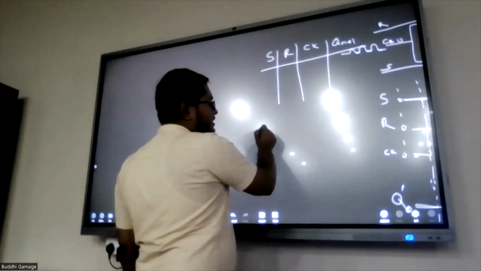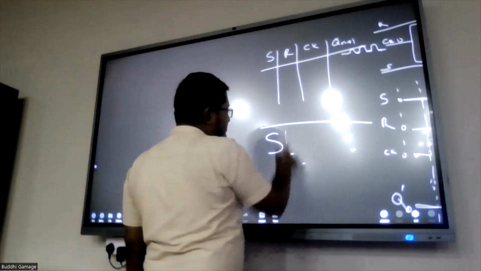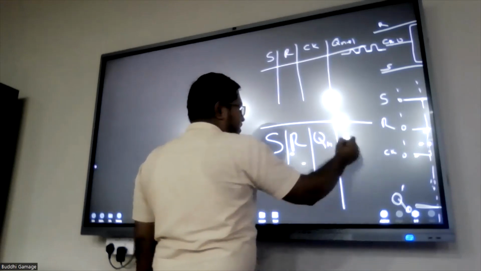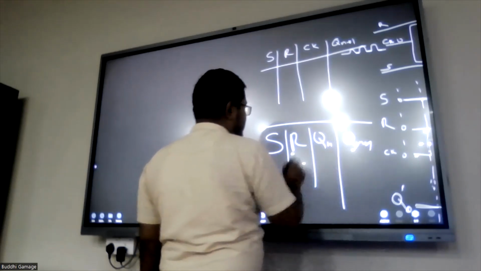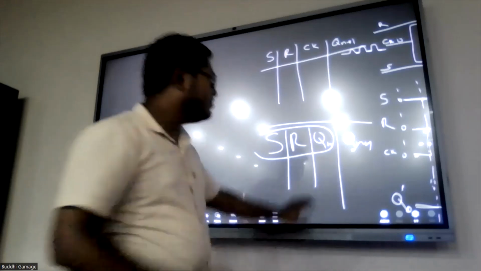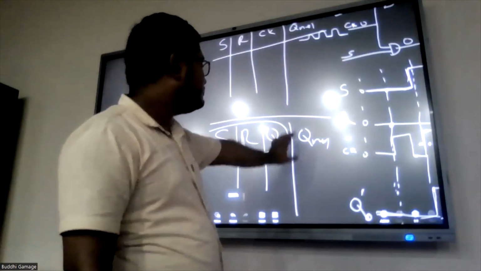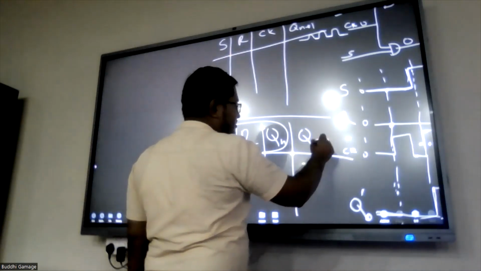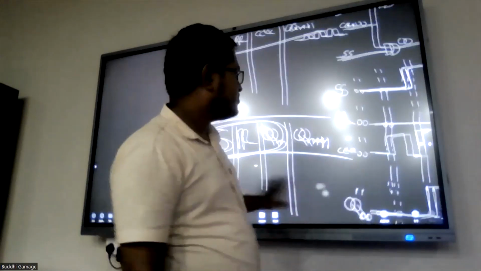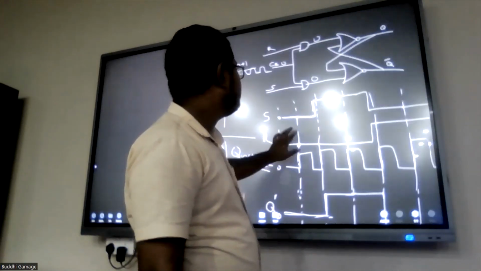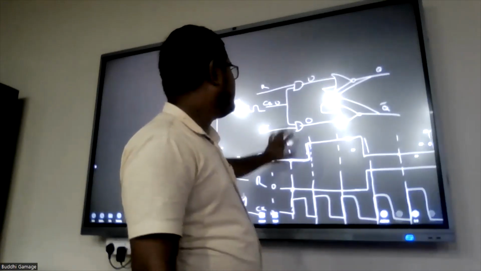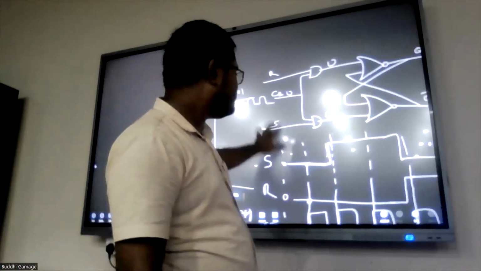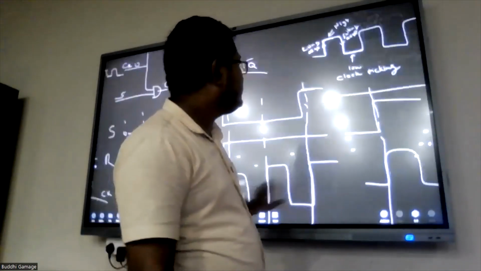So please, at home, draw this table as S, R and Q(n), and the output is Q(n+1). So there are 3 inputs, S, R and Q(n), and try to derive this Q(n+1) logic. So I have taught you how you can decide, and in this truth table you can decide how the clock is working.